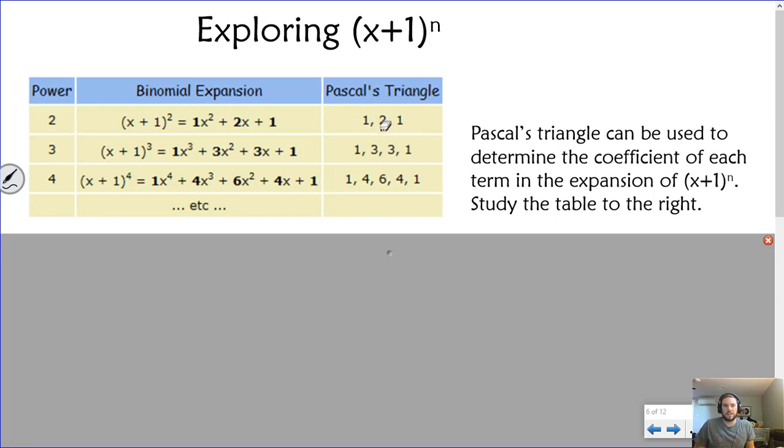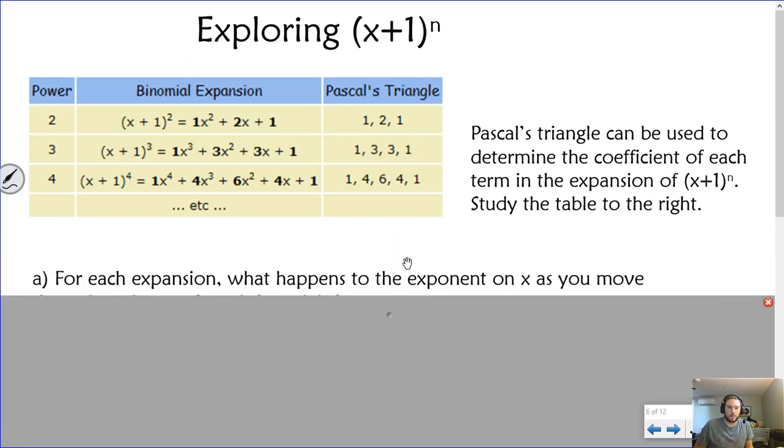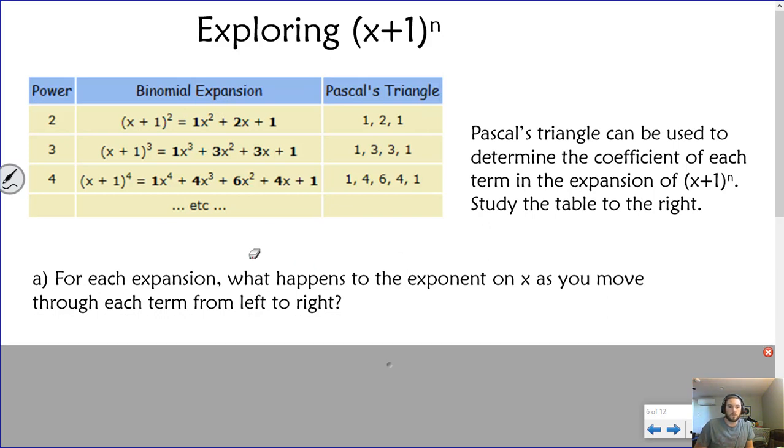Now, if I gave you x plus 1 to the power of 6, you wouldn't necessarily need to do all of the expanding to find the coefficients, but we don't necessarily know what the x's are yet. Where does the x to the 6 go? Where does the x to the 5 go? Where does the x to the 4 go? Well, again, there are other patterns that are developing when we do these binomial expansions. So let's take a look.